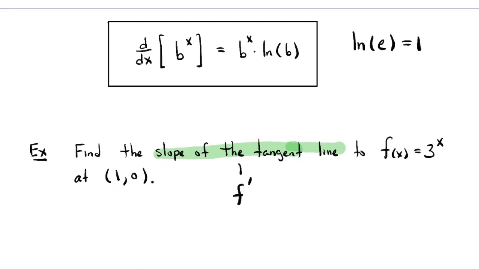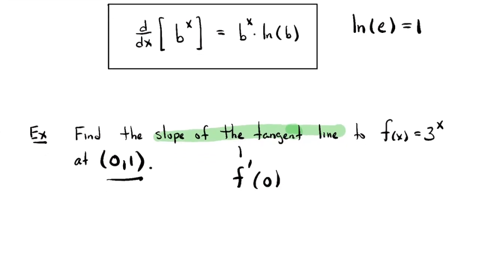Sorry, this is a sloppy video. I didn't mean the point 1, 0. The point 1, 0 is not on that graph. I mean at the point 0, 1. f of 0 is equal to 1. Sorry about that, so it's fixed. So we want to calculate f prime of 0, basically. The slope of the tangent line when x is 0, I want to calculate f prime of 0.